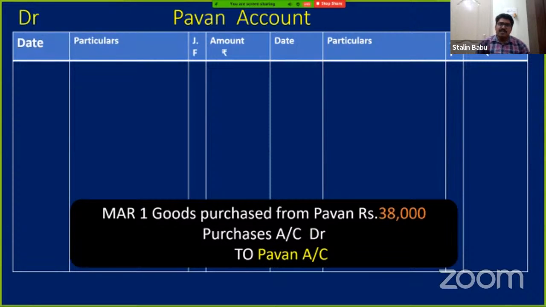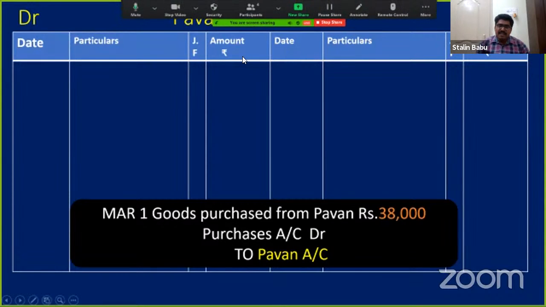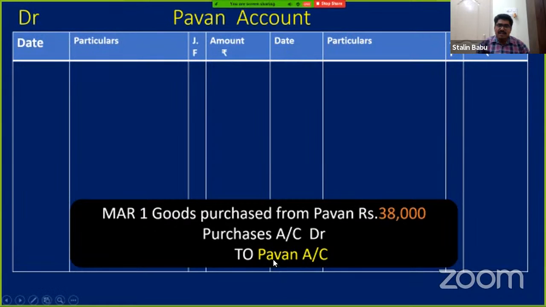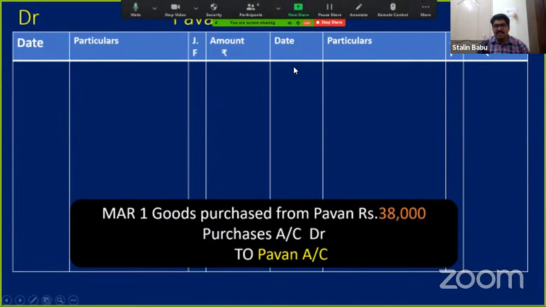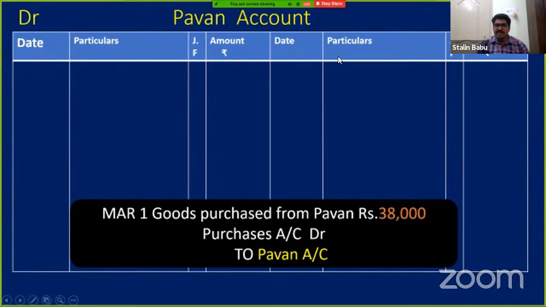Pawan account, we are preparing the Pawan account. What we have to do? We have to check whether the Pawan account is debited or credited here. Here, Pawan account is credited. So we have to post on credit side.